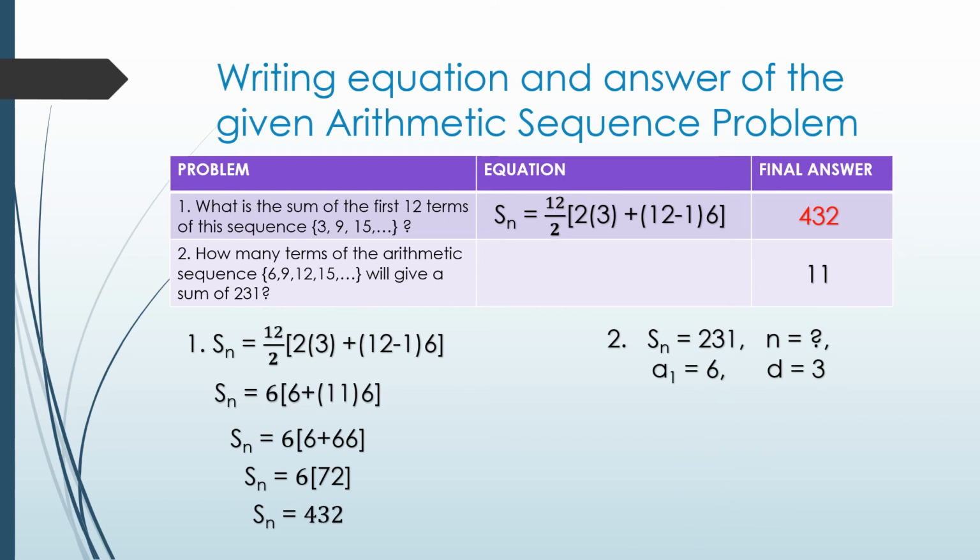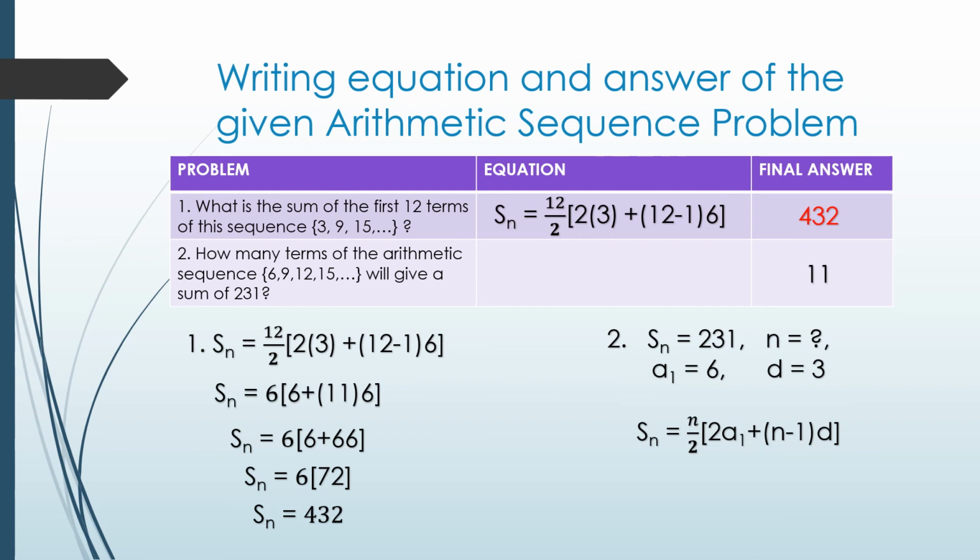Okay, for number 2: how many terms of the arithmetic sequence 6, 9, 12, 15 will give a sum of 231? In this case, we already have the answer, but the question is, what is the equation form? From the given information, the sum is 231, while n is unknown because we are going to identify how many terms there are. The a sub 1 is 6, our first term, while the d is 3.